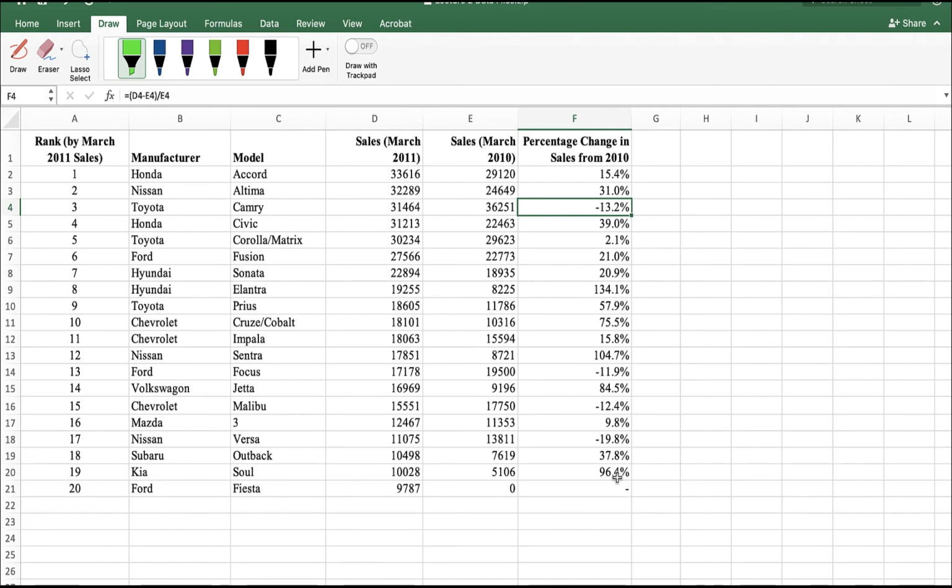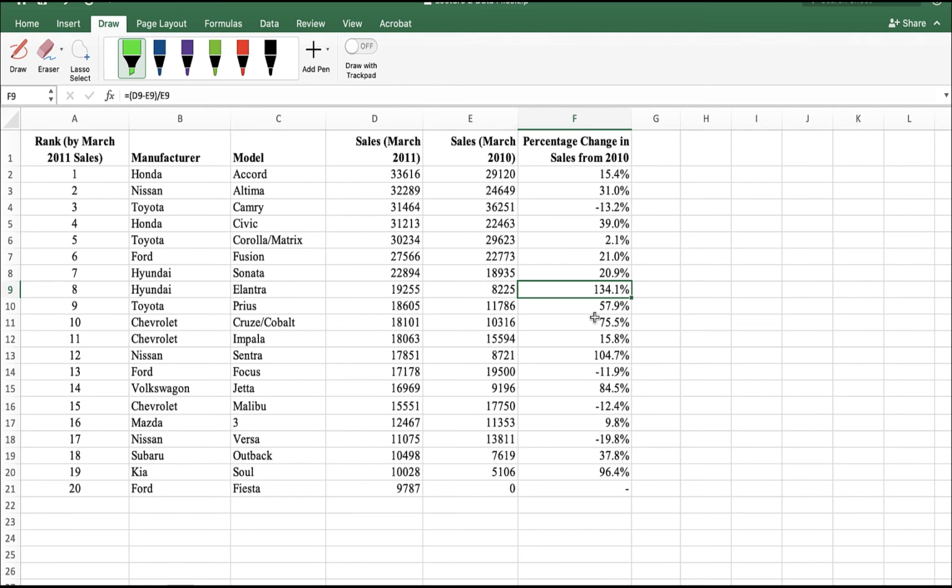Some cars went down, but not many of them. The Ford Focus went a little bit down, and the Chevy Malibu went down, and the Nissan Versa went down. But all the other cars went up, and some of them showed massive increases, like this one right here, the Nissan Sentra, had a massive increase, and so did the Hyundai Elantra. So what's going on? This would be kind of interesting to analyze this data and figure out what's going on.